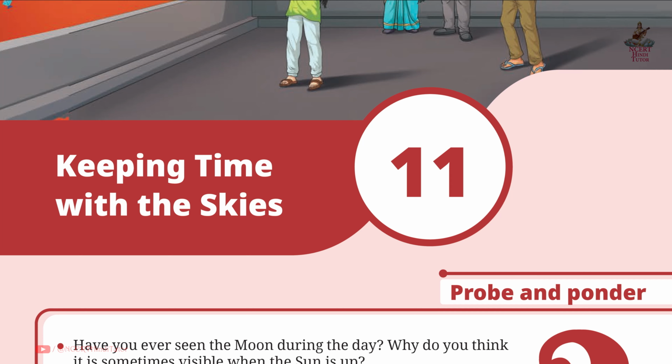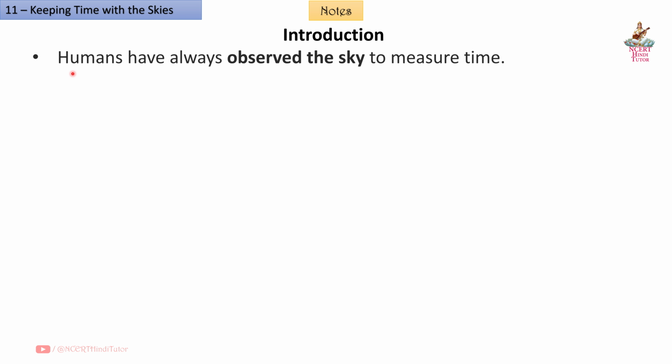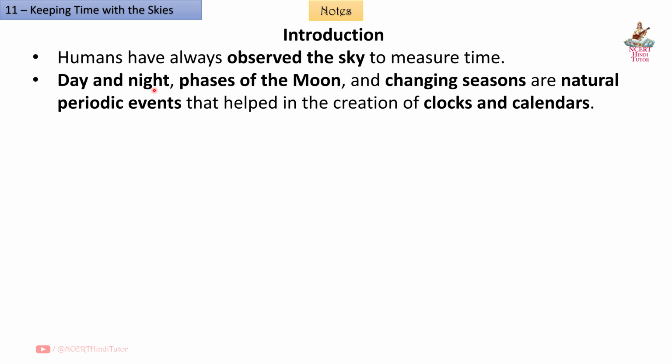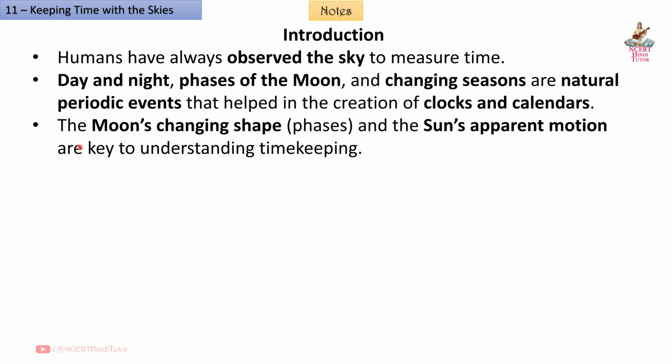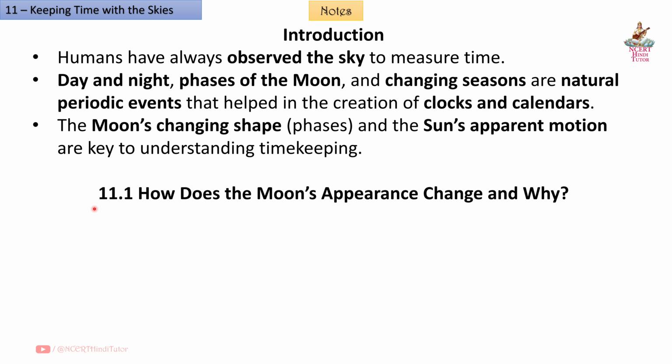Chapter 11, Keeping Time with the Skies. Notes and summary from Grade 8, Subject Science, Book Curiosity. Introduction. Humans have always observed the sky to measure time. Day and night, phases of the moon, and changing seasons are natural periodic events that helped in the creation of clocks and calendars. The moon's changing shape, phases, and the sun's apparent motion are key to understanding timekeeping.